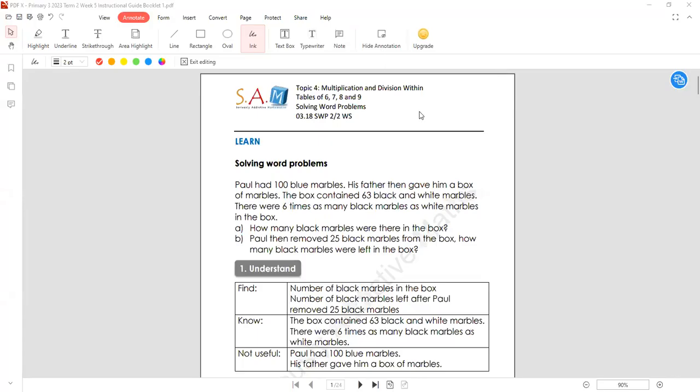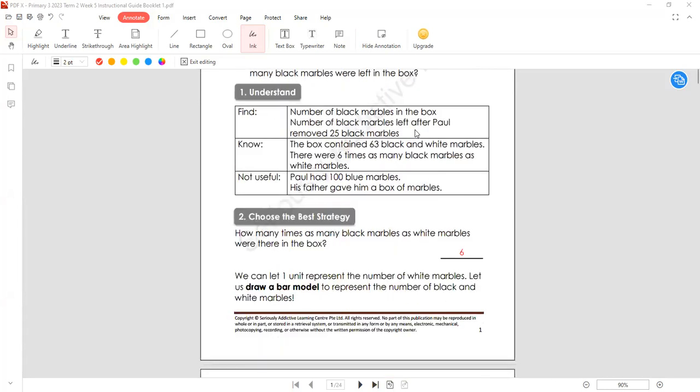Hey teachers, this is the instructional guide for Primary 3, Term 1, Week 5. This week we're going to move on to word problems, 2 booklets. The first booklet has much simpler multiplication and division word problems, typically involving only one step.